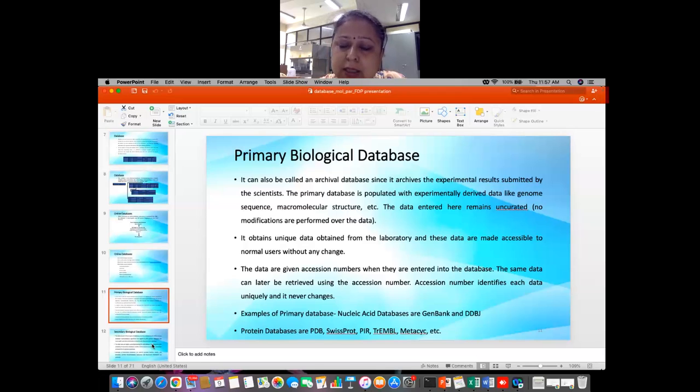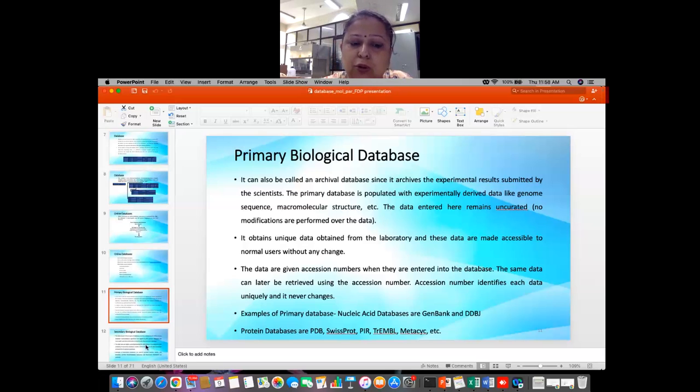So examples of primary databases are nucleic acid databases such as GenBank and DDBJ. Protein databases such as PDB, which we have already seen, you need to download your protein PDB file for docking and all procedures. So PDB, which is a protein database, is a primary biological database. SwissProt, PIR, TrEMBL, and RefSeq.